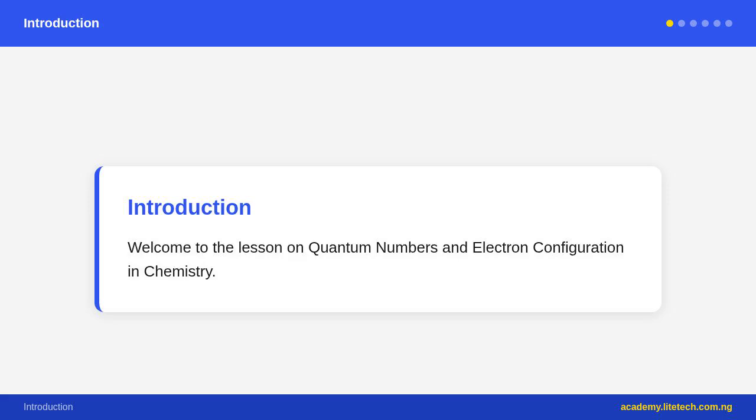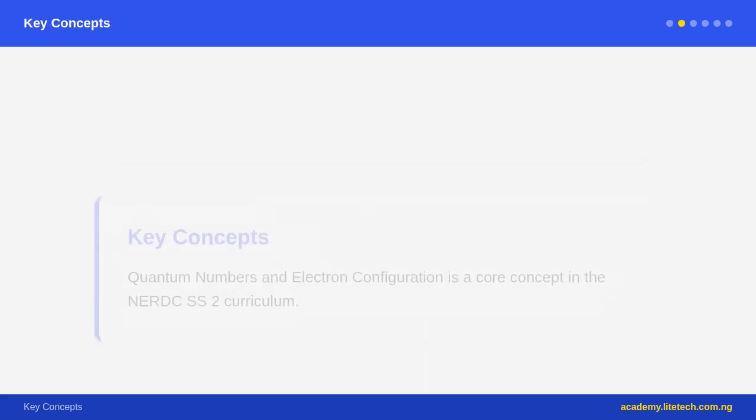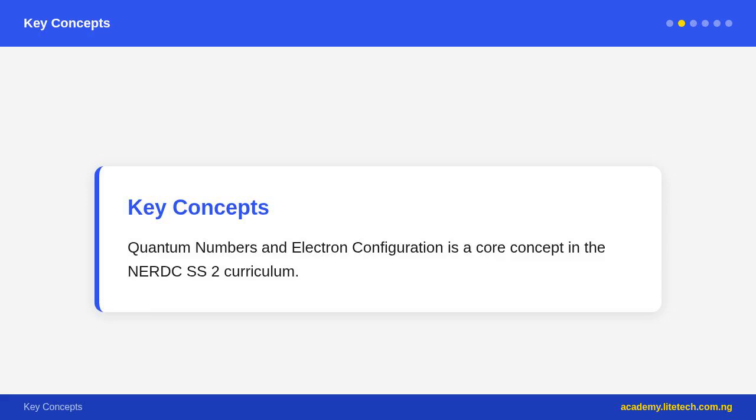The azimuthal, or angular momentum, quantum number, l, describes the subshell and the shape of the orbital. l ranges from 0 to n minus 1. l equals 0 is the s subshell, spherical. l equals 1 is the p subshell, dumbbell-shaped, with 3 orientations. l equals 2 is the d subshell, complex shapes, with 5 orientations. l equals 3 is the f subshell, complex, with 7 orientations.